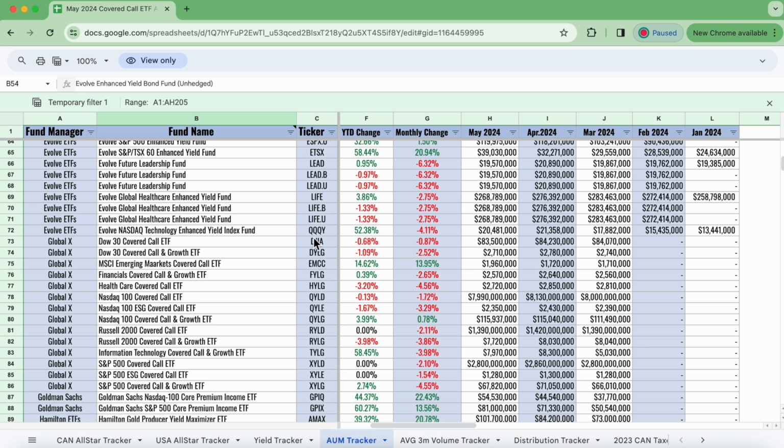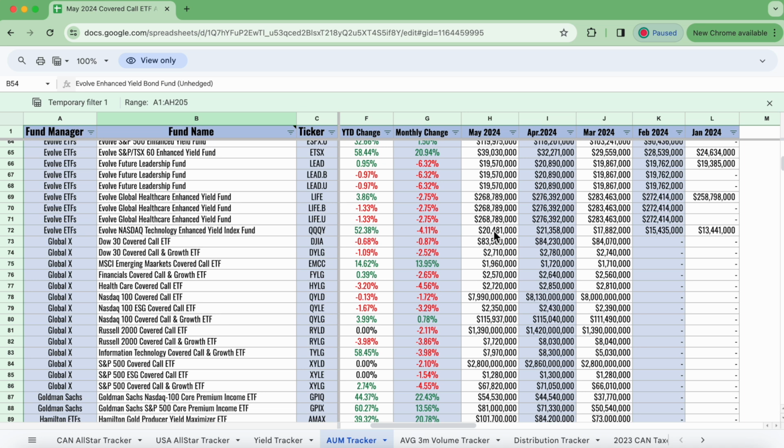How could I forget this? QQQY by Evolve started with 13 million and has seen a 50% increase. You know what? This fund could certainly be in that flagship conversation. It's just newer, so it needs a little more time to evolve and see what happens with it.